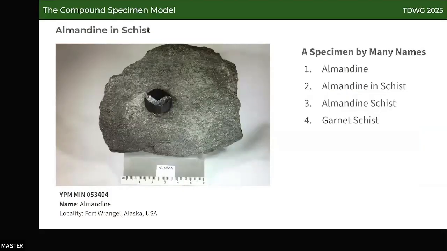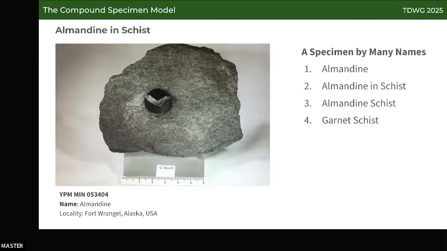The next example is one of my favorites. It's an almandine schist from Fort Wrangell, Alaska. This one happens to be from the Yale Peabody Museum, 053404. These are common in most collections. And in fact, if you do a quick search of these across collections, you'll find a lot of different names. You'll find it as almandine, which is the one here. You'll find it as almandine and schist. You'll find it as almandine schist, and you'll find it as garnet schist.